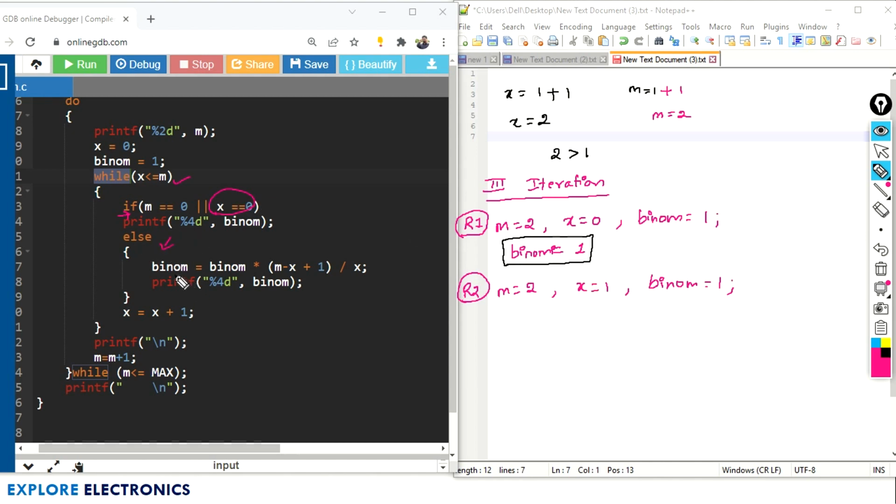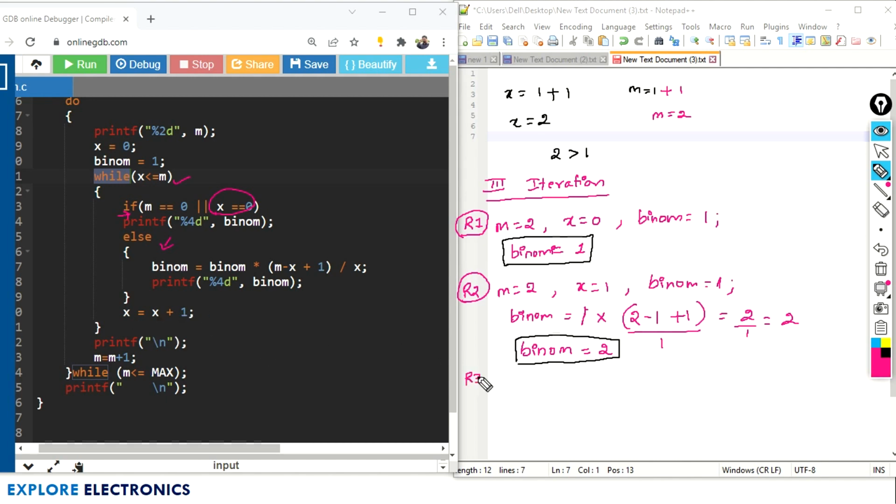So in the else condition we have this formula, which is nothing but the binomial coefficient is given by binomial into m minus x plus 1 divided by x. Here m is 2, x is 1. So what are we going to get? When we evaluate this, we will get 2 by 1, which is equal to 2. So at the end of round 2, in the third iteration, we are having binom 2. Now again we are going to increment x by 1.